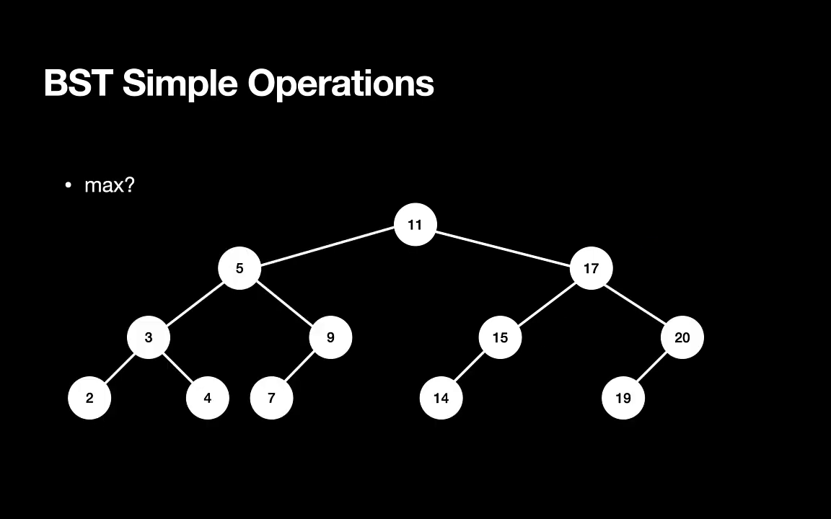Okay. So if we wanted to, we could look for the max in this tree. Again, we could start at the root. We want something that's bigger than 11, so we'll go right. We want something that's bigger than 17, so we'll go right. We want something that's bigger than 20. There's nothing to the right of 20, so 20 must be our maximum value.